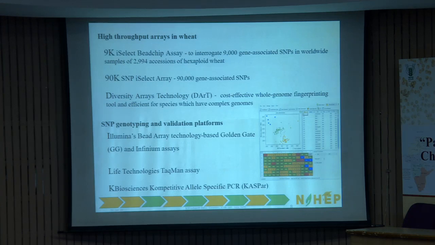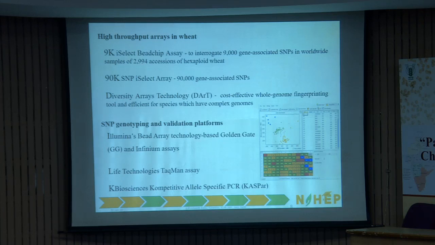And they have put them together, and they have made a chip. If you want to map your population, you just send them your DNA, and they will give you 90,000 marker data for whatever mapping population you send them. So once you have a genotyping technology, genotyping will be a very random process. So you have polymorphic markers, you know the SNPs.